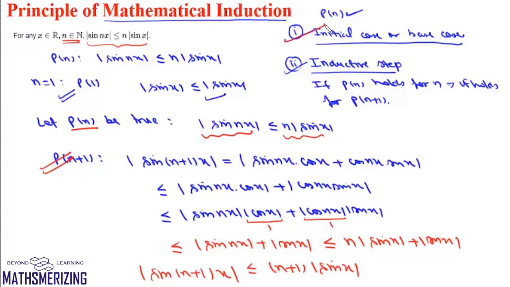So initial case is true, inductive step is also true. Then we can say this result, which is mod sine nx is less than or equal to n mod sine x, holds for any natural number n using principle of mathematical induction.